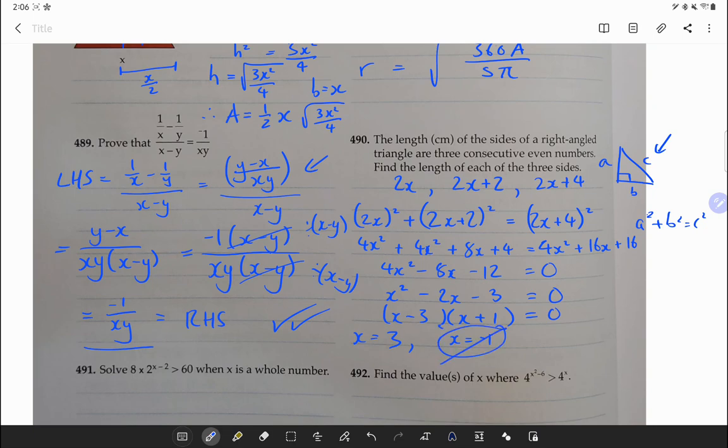We know it's not this case because we're saying that the lengths of the triangle are going to be negative. It's going to be a negative length. We don't want negative lengths in our triangle.